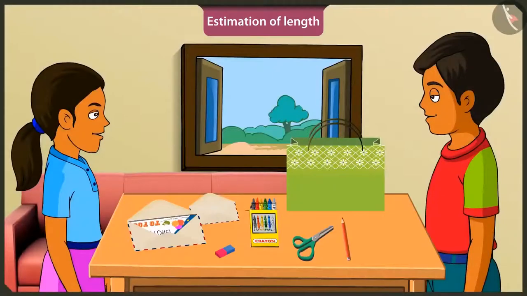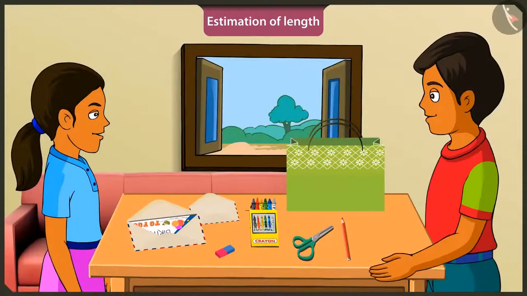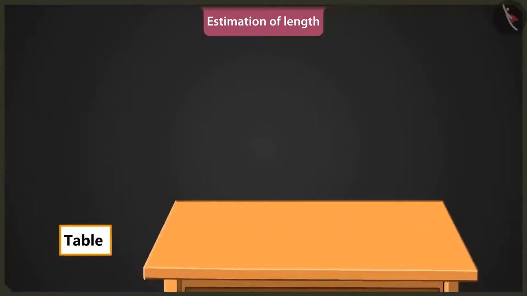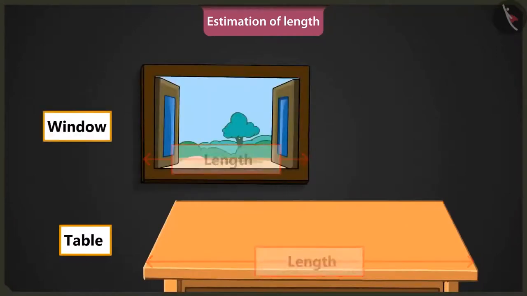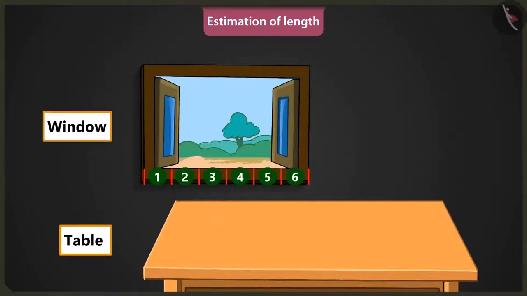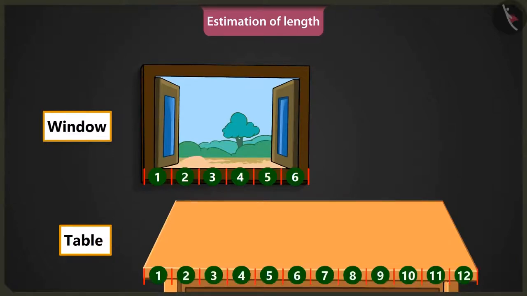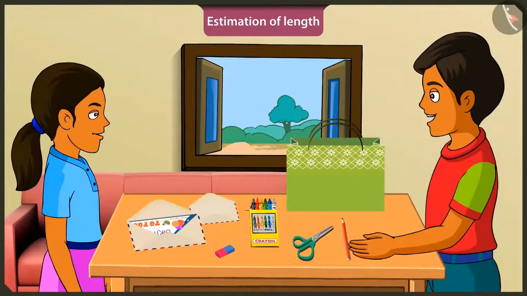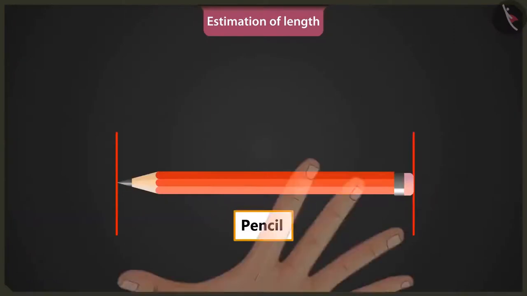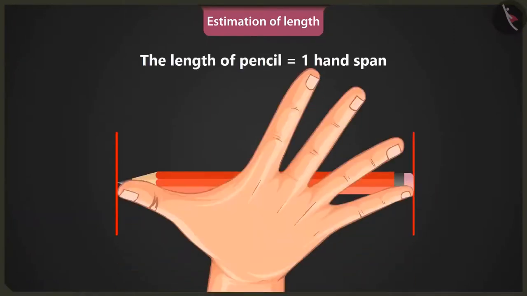Well done, Mintu. Now tell me, what is the estimated length of this table? This table looks longer than the window. The length of the window is six spans of my hand, so this table must be approximately 12 hand spans long. Mintu, now try to measure the length of this pencil with your palm. The length of this pencil is equal to one hand span.